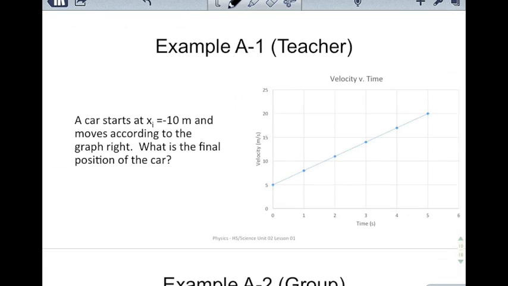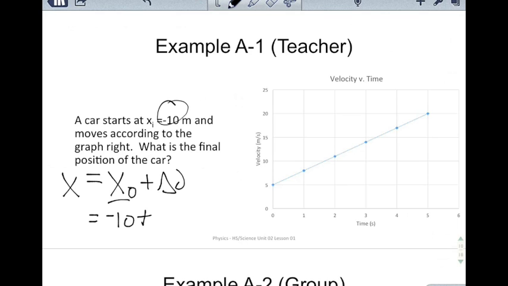This is example A1. A car starts at negative 10 meters per second and moves according to the graph to the right. What is the final position of the car? So we're looking at position. Remember, where you are is where you started plus how far you've moved. So your final position is where you started plus your displacement. Well, if you look, I have a starting position of negative 10. And this is the most common mistake that people make on these, is they forget to account for the initial position. Then what you can do is add the displacement.